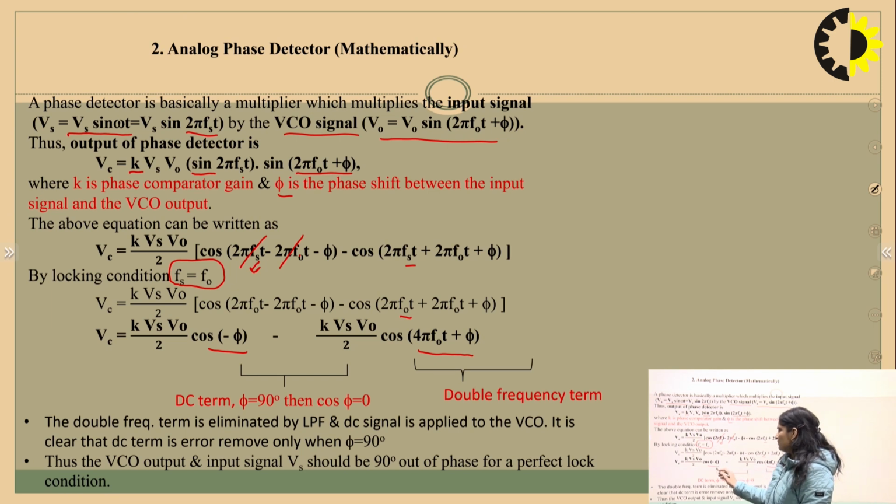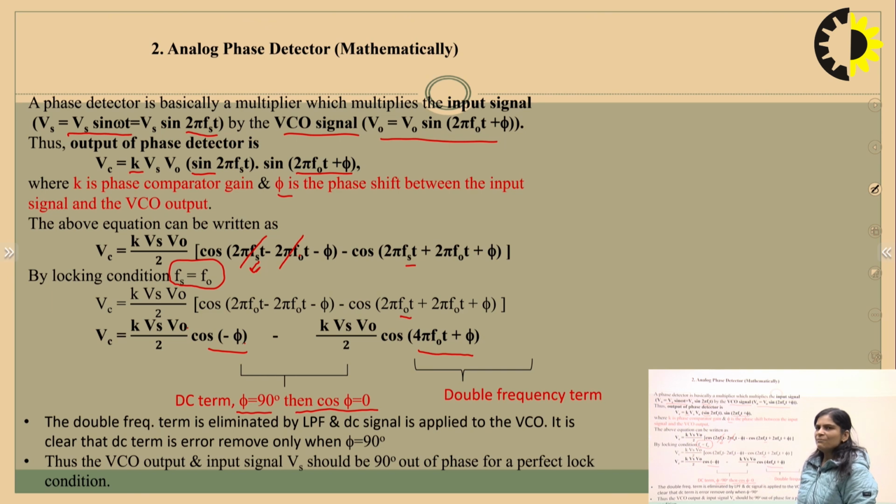This is the DC term, where if phi is equal to 90 degree, then cos phi is equal to 0. Now this is the double frequency term, and in this PLL we are using a low pass filter. Low pass filter means low frequencies pass and other frequencies are rejected. So this is a double frequency term, we can reject it and we get Vc equal to k Vs V naught upon 2 cos minus phi. This is a DC term, so when we put phi equal to 90 degree, cos phi is equal to 0. It means the error is 0.